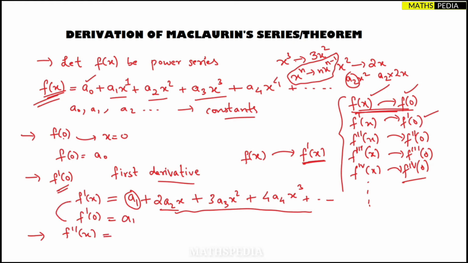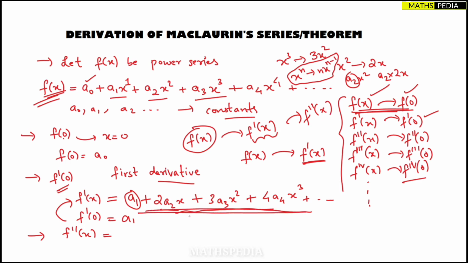Differentiate this. Always remember, f of x we have differentiated once, and you will get f dash of x. In order to get f double dash of x, that means the second derivative, you have to differentiate f dash of x, not f of x. Remember this, you have to differentiate this. So I am going to differentiate this function f dash of x.